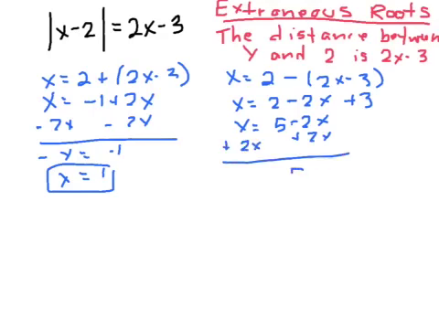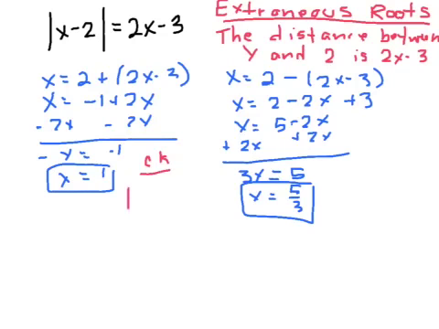And so 3x is 5 and x is 5/3. Well, we have some checking to do. So here we go. For our first one, x is equal to 1. I've got the absolute value of 1 minus 2 equals 2 minus 3. And the absolute value of negative 1 equals negative 1. But we know that absolute value is always positive. And so this is not a solution because 1 does not equal negative 1. Let's try the next one.